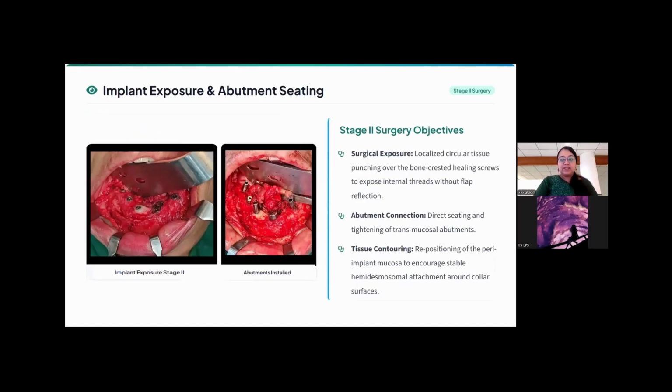So after this was done, it was allowed to heal. Then the second stage surgery was done. That is, the implants were exposed. For this, we used circular tissue punching over the healing screws which are there. After exposure, we added the transmucosal abutments directly, and then recontouring of the tissue was done around the peri-implant mucosa, so that we get a proper collar surface around the implant.